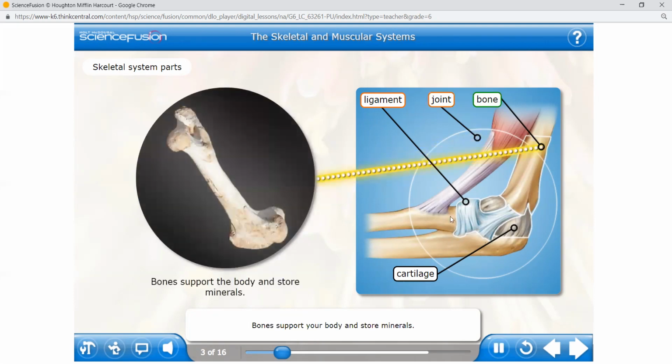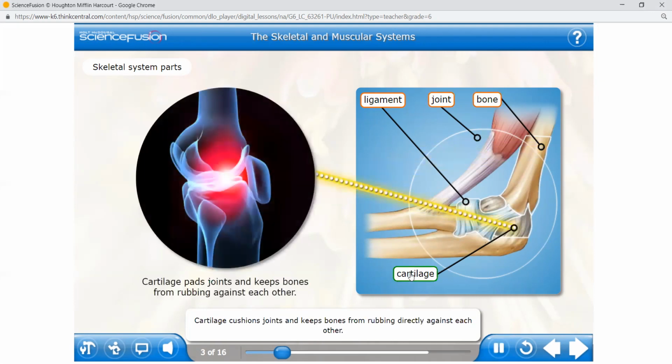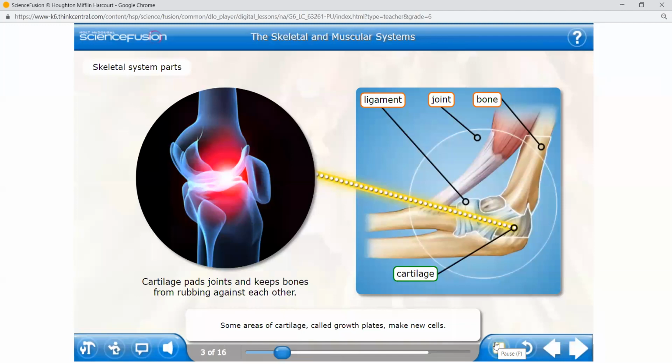Bones support your body and store minerals. Your long bones are also filled with a tissue called marrow that stores fat and makes blood cells. Cartilage cushions joints and keeps bones from rubbing directly against each other. Some areas of cartilage, called growth plates, make new cells. As bone cells, called osteocytes, move into the cartilage in these areas, the cartilage hardens and changes into bone.